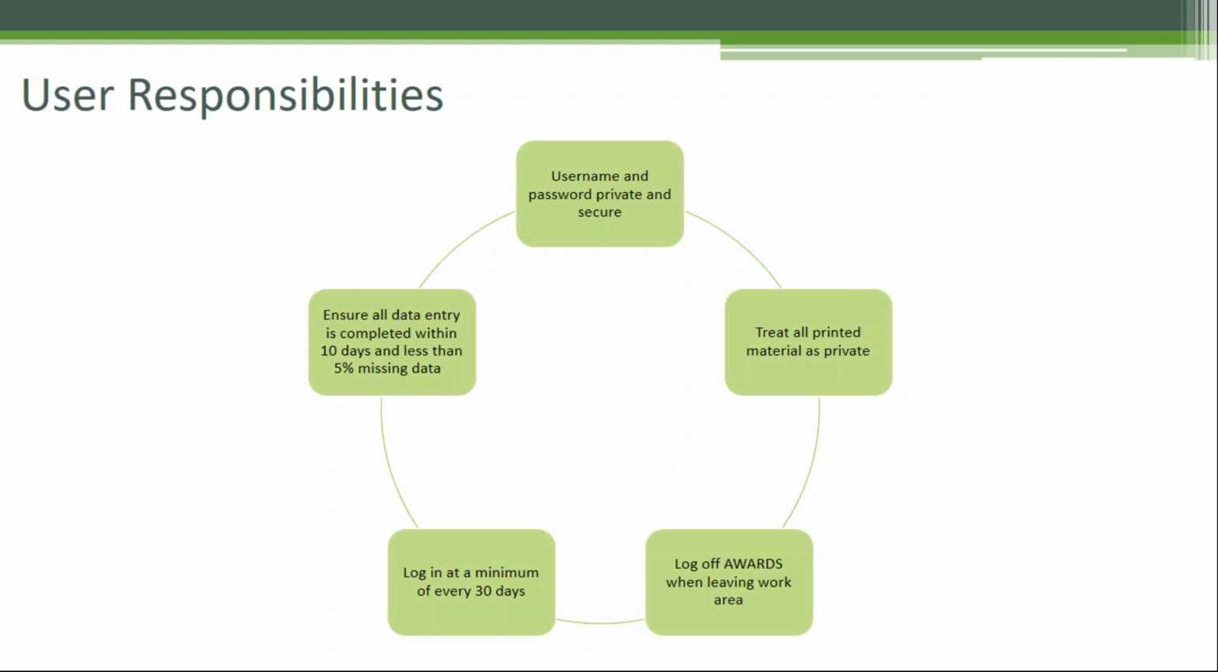All users must also log off of awards when leaving your work area, in addition to logging in at a minimum of every 30 days. HUD requires us to monitor all inactive logins. And so a login is considered inactive if they haven't logged in within the last 30 days, at which point we are required to disable that login.